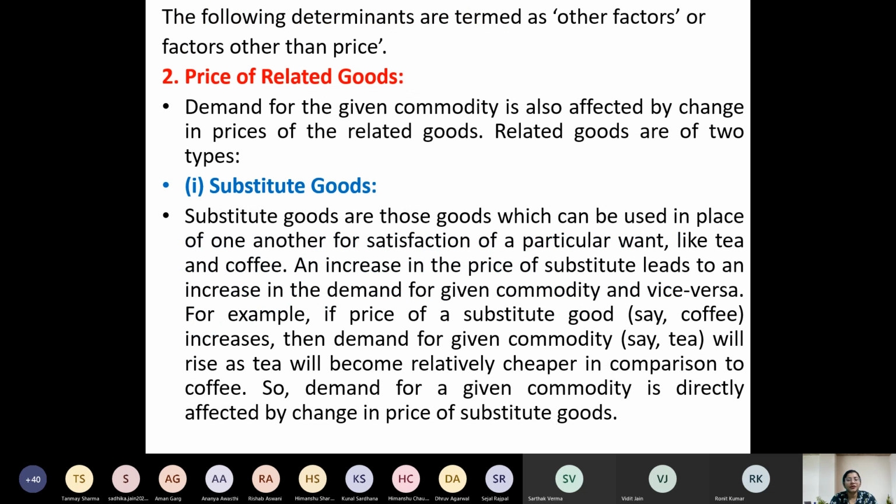So that price of related good, as I had discussed, that if price of tea increases, I may shift to other substitute good like coffee, right? So मैं कॉफी के तरफ में जा सकती हूँ instead of tea because tea का प्राइस बढ़ रहा है, right? So it's a substitute good.